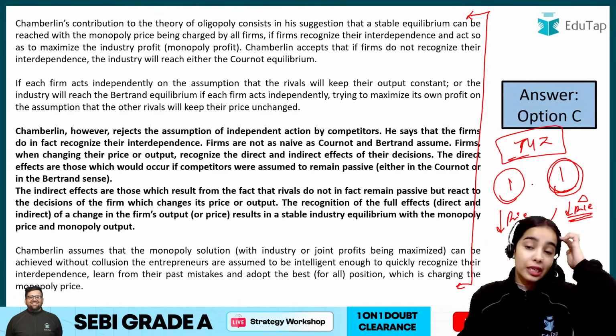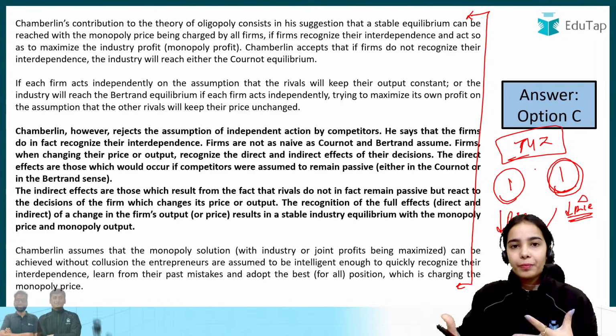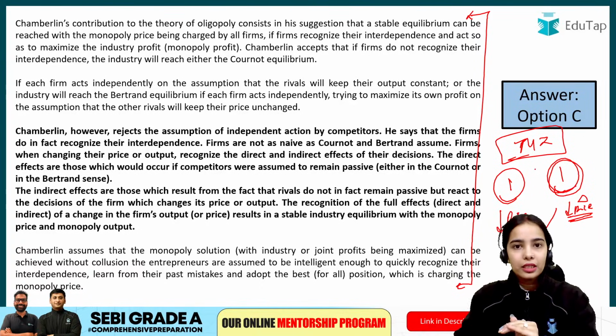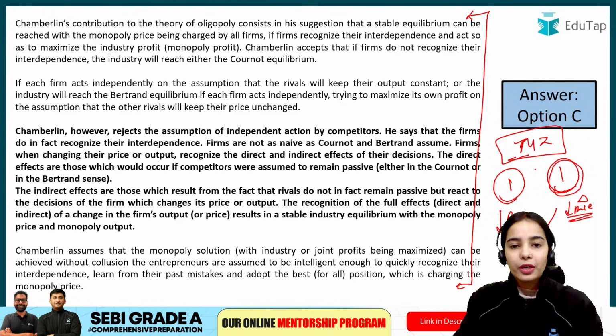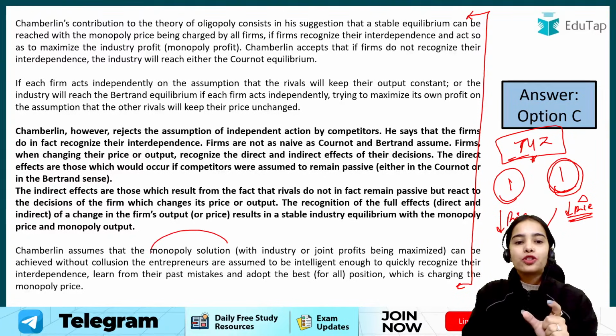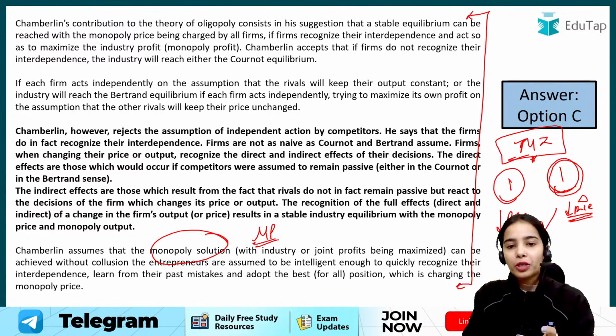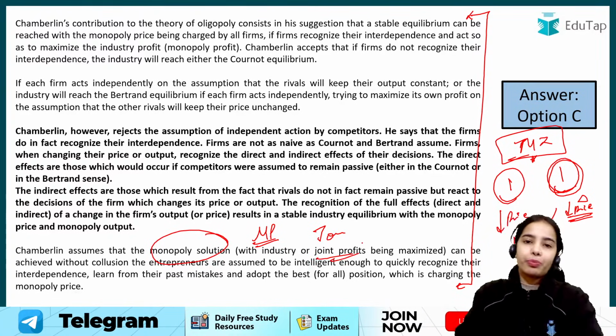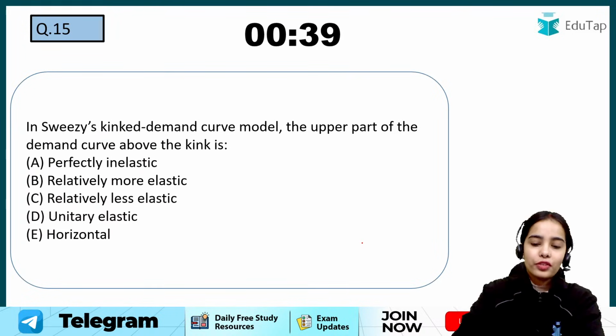So if the firms recognize the mutual interdependence and the action the other firm will take because of the decision of the first firm, the firms can reach the monopoly solution and charge monopoly prices and have the joint profits maximized. Okay, so this is the idea of Chamberlain.